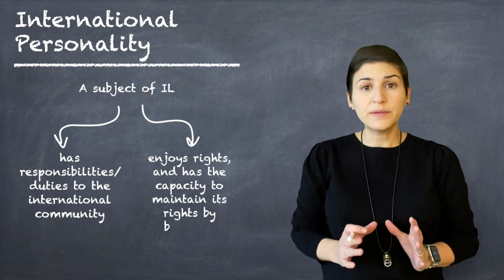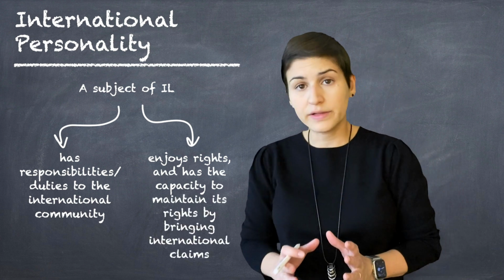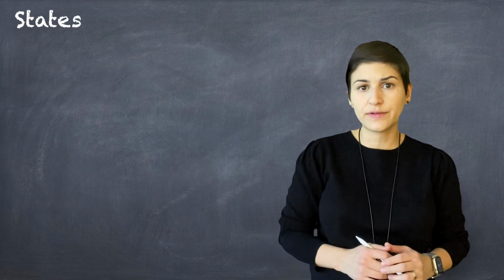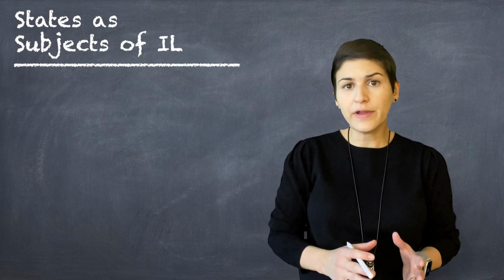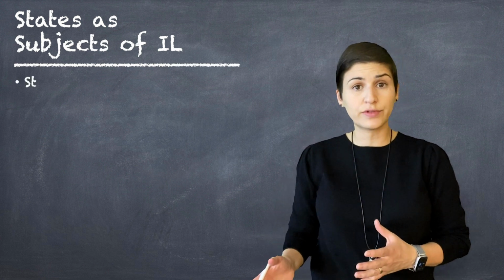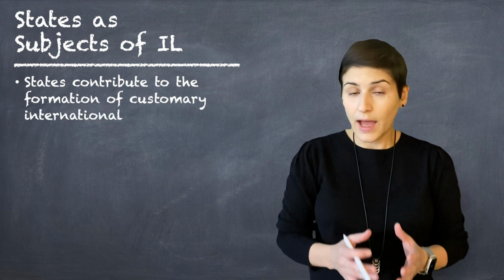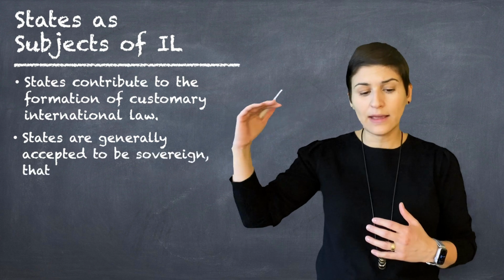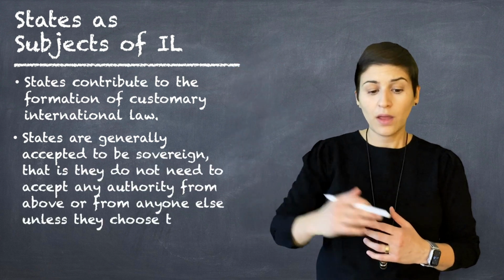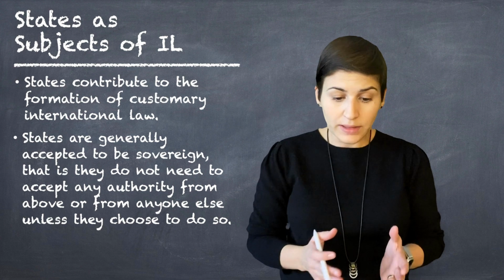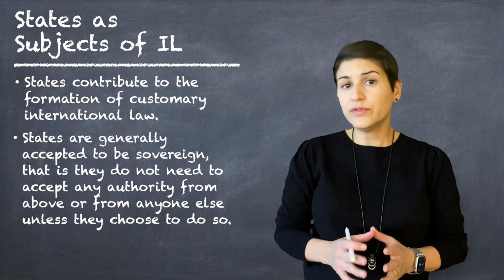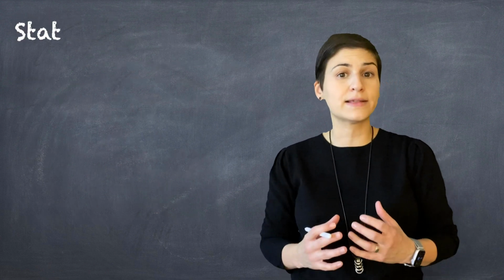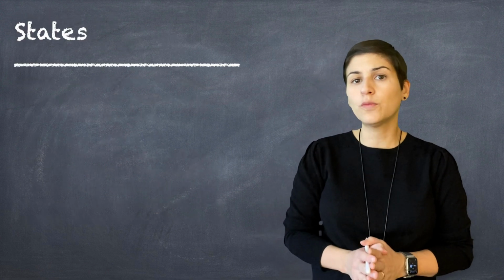So we said that the main subjects of international law are states, and for centuries, they were accepted as the only subjects of international law. The very reason for this is that states contribute to the formation of customary law, and they are generally accepted to be sovereign, that is, they do not need any other authority from above or from anyone else unless they choose to do so. With respect to states, in order to be able to consider an entity as a state, we have to look at the four components of statehood.